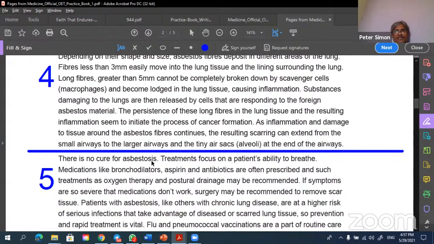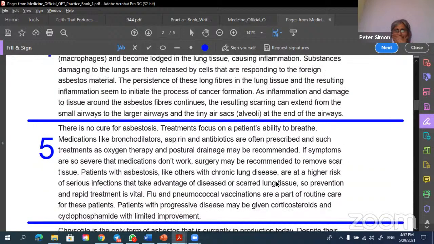There is no cure for asbestosis. Medications like bronchodilators, aspirin are often prescribed in such treatments. Treatment means management. Such treatments as oxygen therapy and postural drainage may be recommended. So you can see here, treatment is management. Medications, management. Okay.